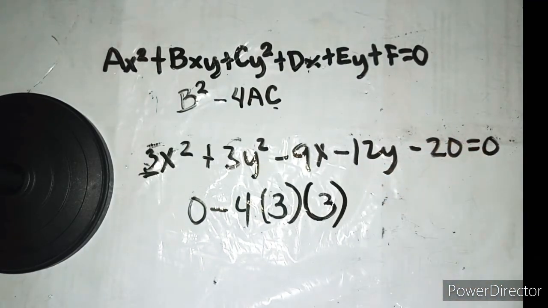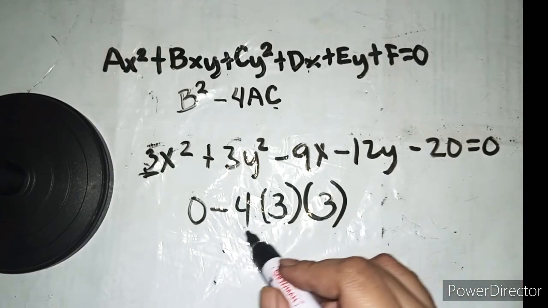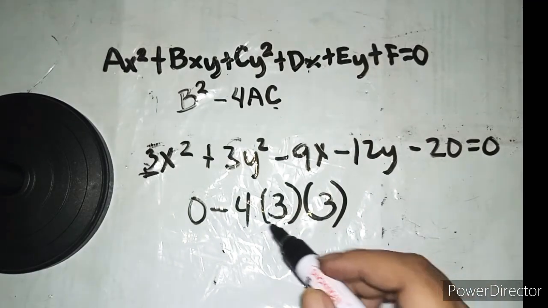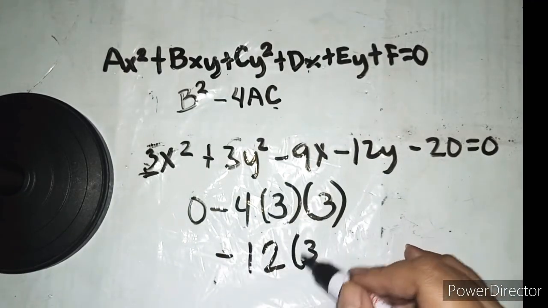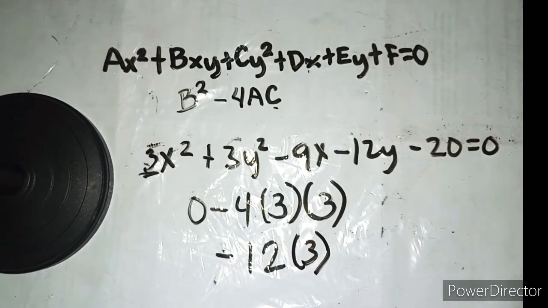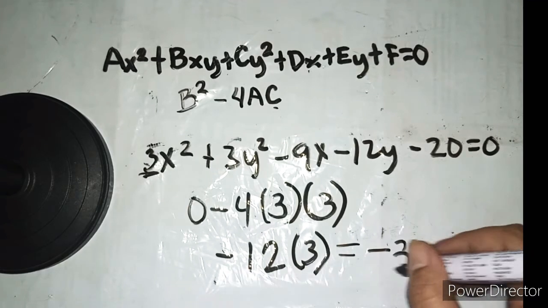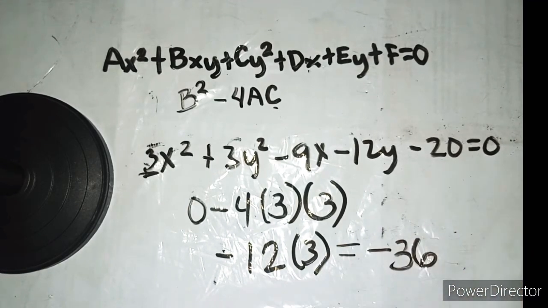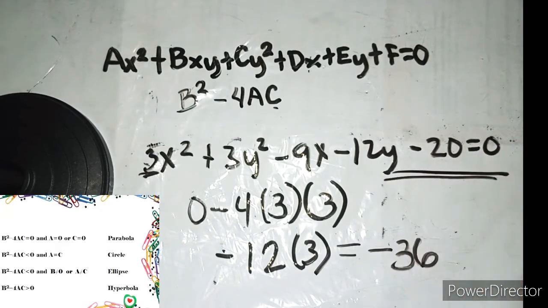Now, let's simplify the following. Negative 4 times 3 is negative 12. Negative 12 times 3 is equal to negative 36. So now, what kind of equation is this, based on our table a while ago?